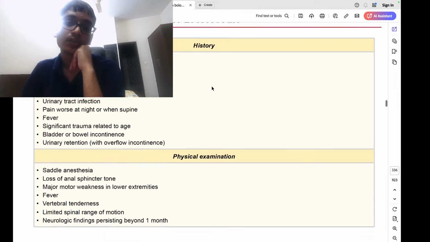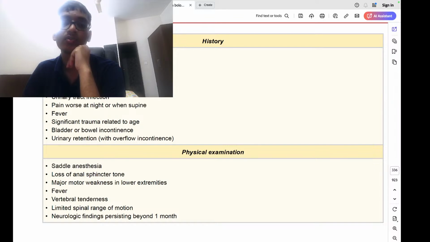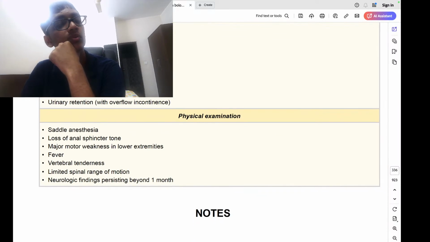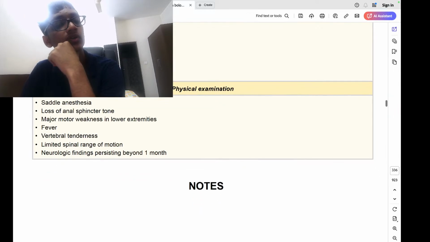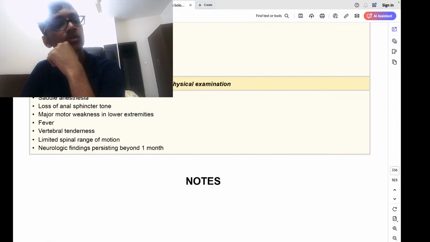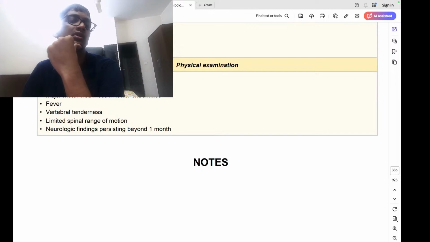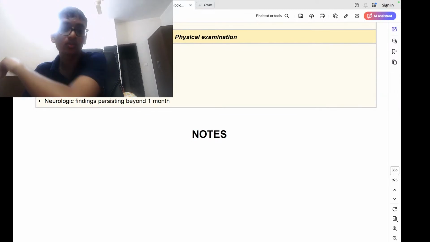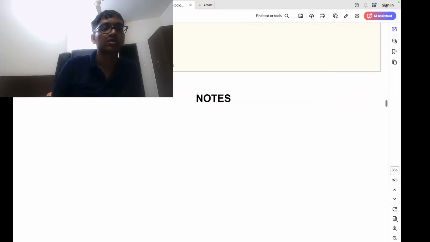Then you have red flags for acute low back pain: cancer, unexpected weight loss, immunosuppression, prolonged steroid use, etc. Others like UTI, pain worsened at night or when supine, fever, trauma, bowel or bladder incontinence, urinary retention, overflow incontinence. Physical examination: saddle anesthesia, loss of anal sphincter tone, major muscle weakness in lower extremities, fever, vertebral tenderness, limited range of motion, neurologic findings persisting beyond 1 month.